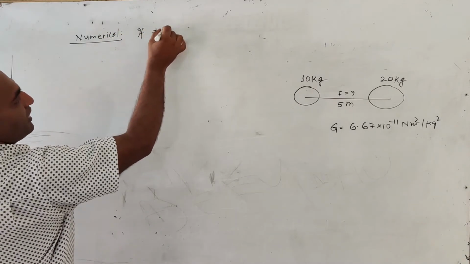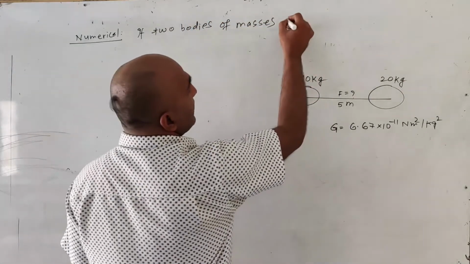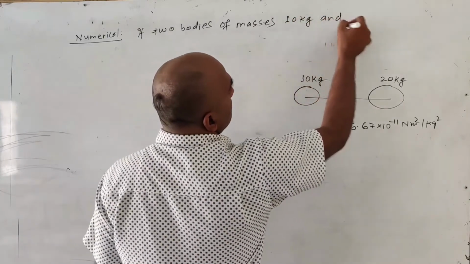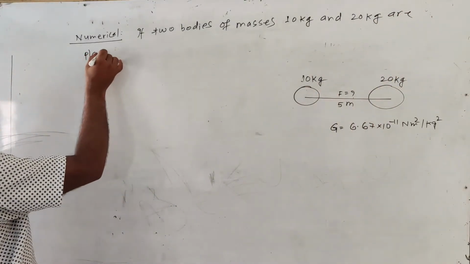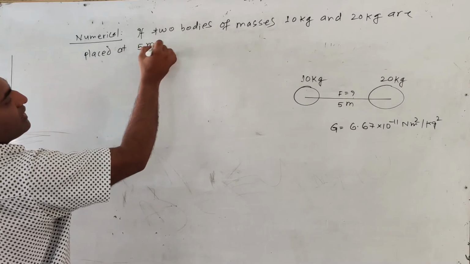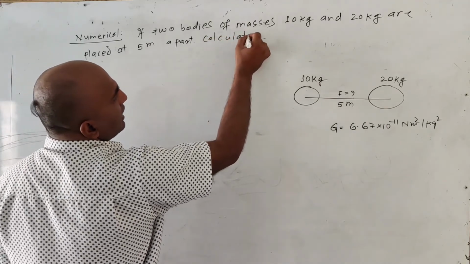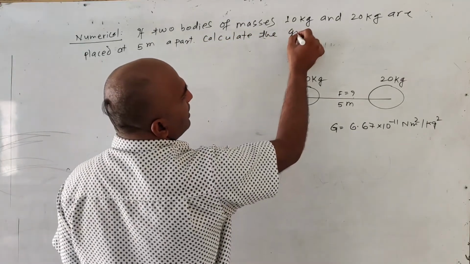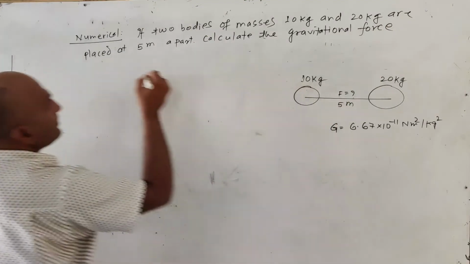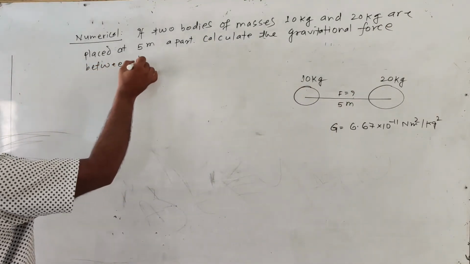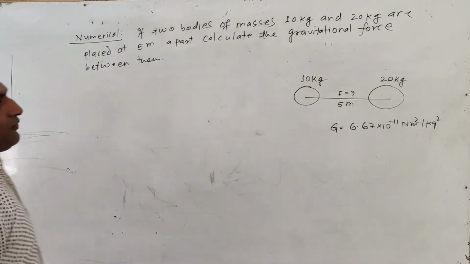If two bodies of masses 10 kg and 20 kg are placed 5 meter apart, calculate the gravitational force between them. Very simple numerical it is, because all the data are given and you just have to calculate the force.